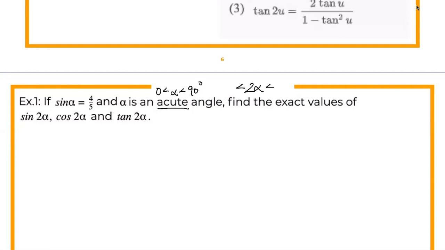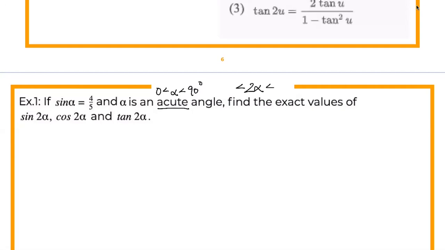Zero and 180? 0 and 180. Okay, how did you get that? Do you mind explaining your reasoning? You're right. Since alpha is bigger than 0 but less than 90, I think the double of 90, in this case, that will be 180, and the 0 will remain the same.